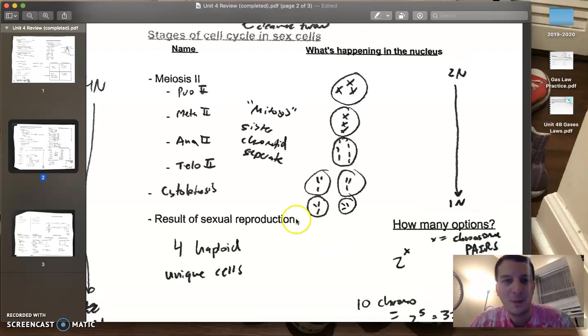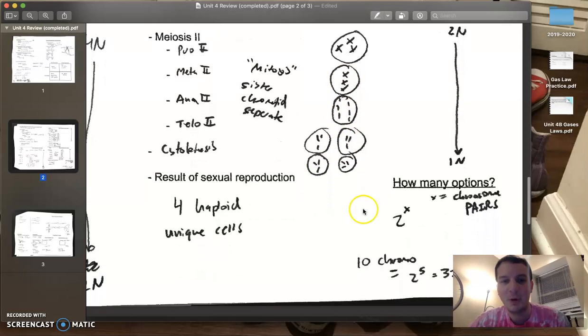So what's happening in meiosis 2, you're pretty much just doing mitosis, but with half as many chromosomes. So all the X's are going to reform, they're going to line up down the middle, the sister chromatids are going to separate, and then you do telophase and cytokinesis. So what do we end up with? 4 haploid unique cells. So because of the crossing over, each combination is going to be completely different compared to the others.